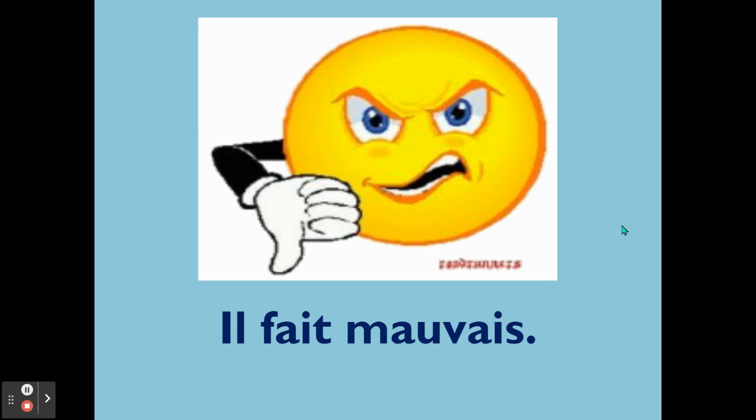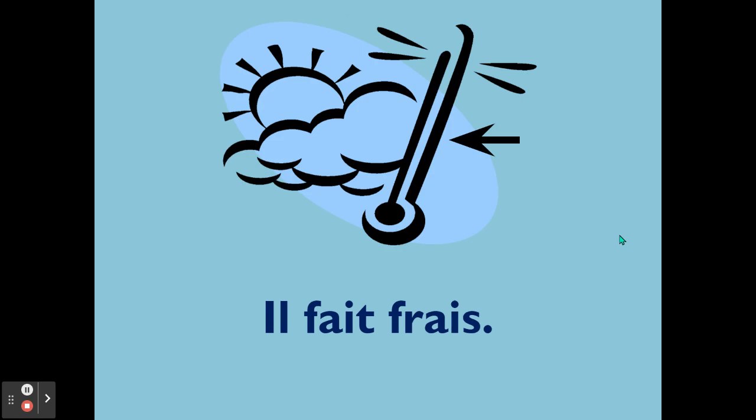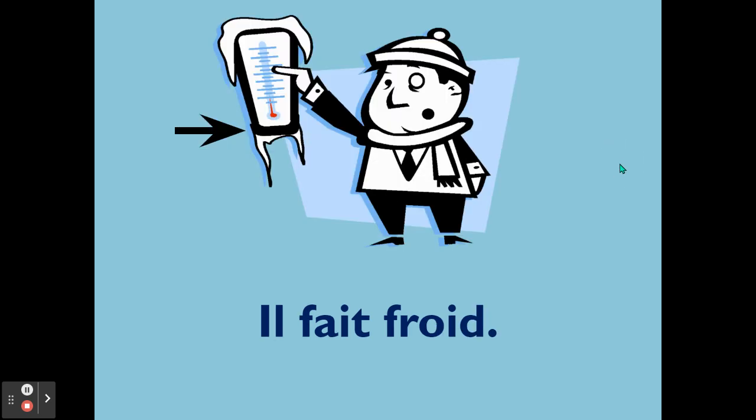Il fait mauvais. It's bad out. Il fait chaud. It's hot out. And remember, there's an H right there to remind you it's hot. Il fait frais. It's cool out. It's fresh, right in the middle. Like not hot, not cold. Il fait froid. It's cold out. Froid looks like frigid or freezing.